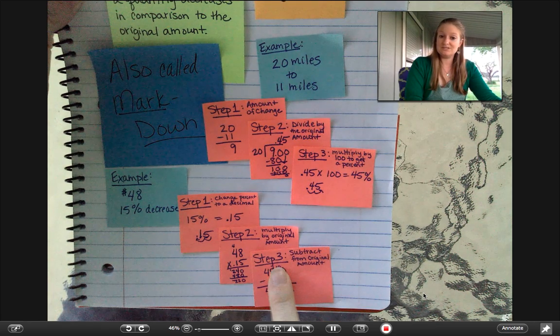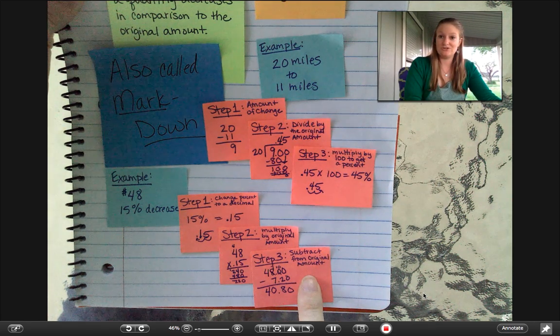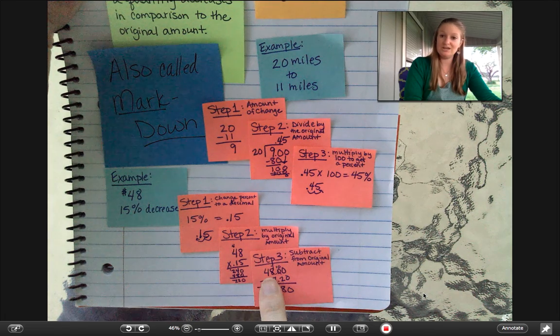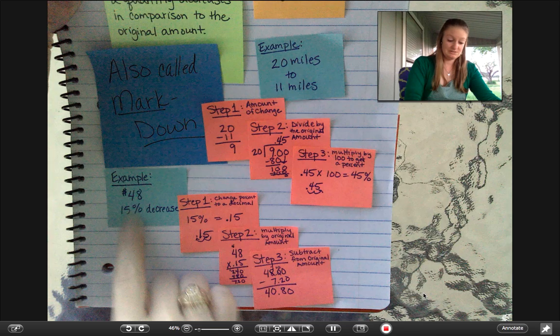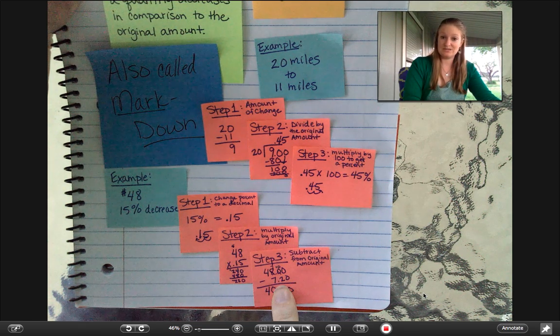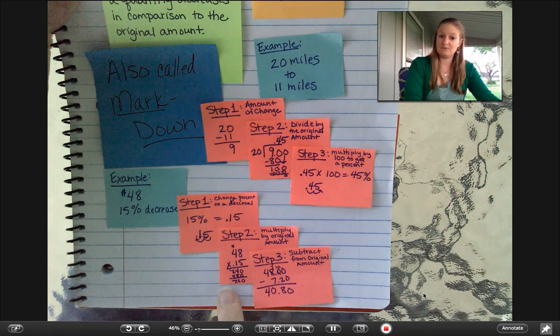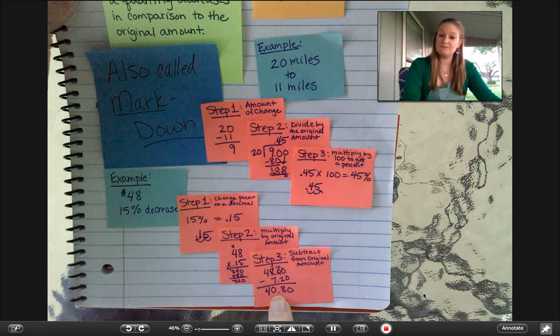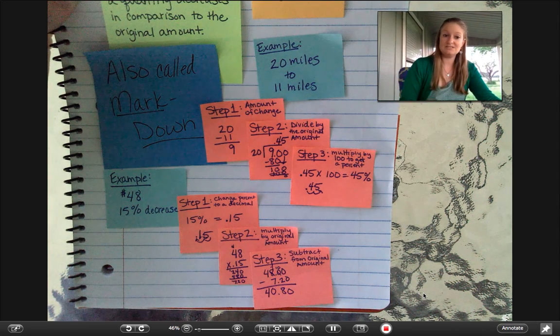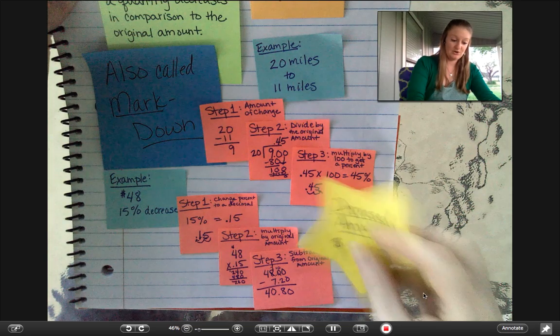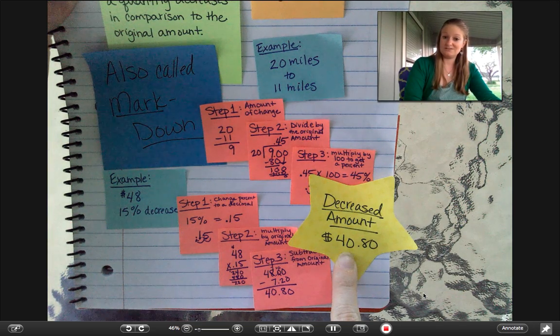So our third step is to subtract from the original amount. So we're going to take those $48 that we started with originally, and we're going to subtract $7.20 from it. We got that from our multiplying part, step 2. When we subtract, we get $40.80. So our decreased amount, $48 decreased by 15%, was $40.80.